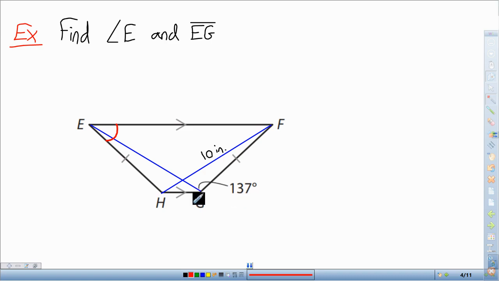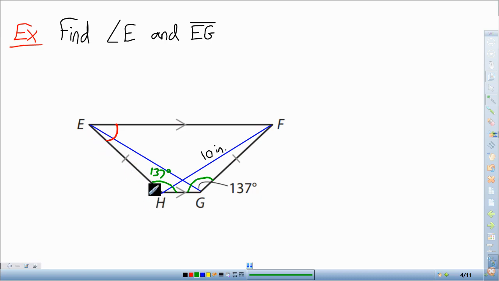Here's the first thing I just want to remind you of. These are opposite angles, but since this thing is not a parallelogram, these are not congruent. Angle E is not 137 degrees. But we can work our way over to it, because here's what we know. We know that these base angles, this angle G and this angle H, are congruent. So let's first point out angle H is also 137 degrees.